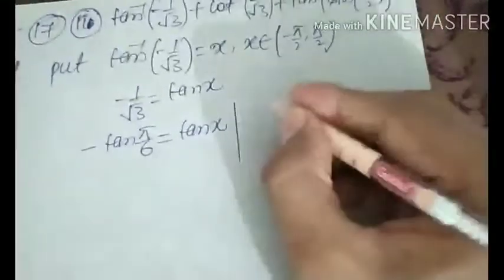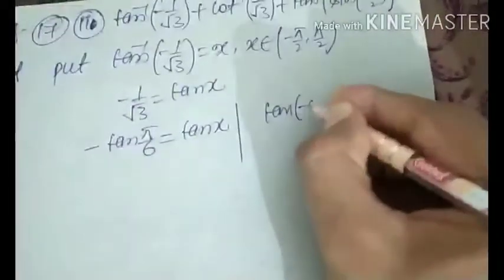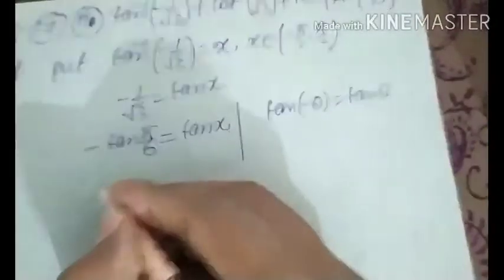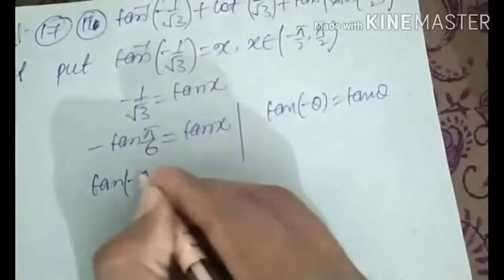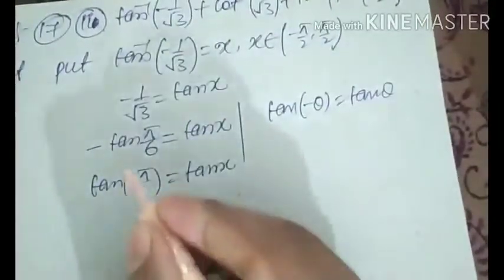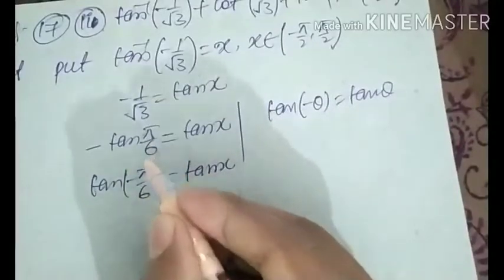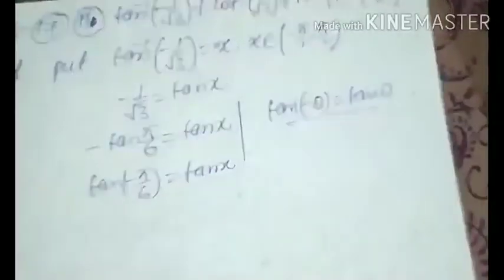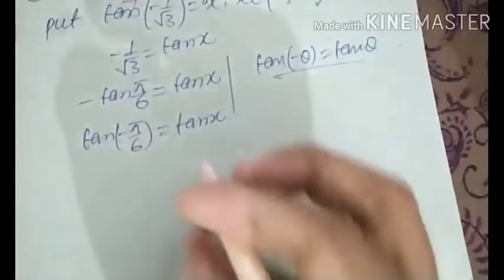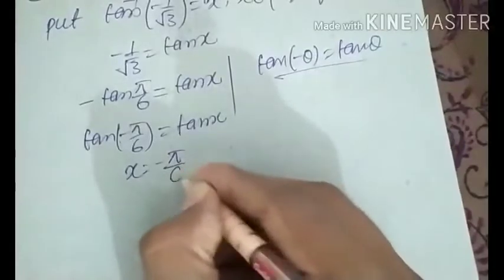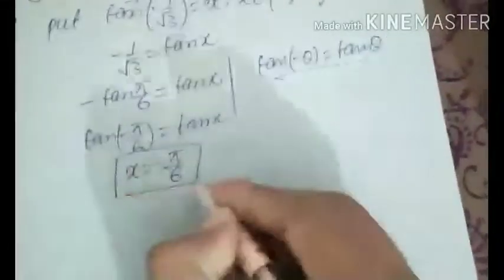Since we know that tan of minus theta is equal to minus tan theta, we can write tan of minus pi by 6 is equal to tan of x. Minus tan pi by 6 can be written in the form of tan of minus pi by 6 because of this formula. Comparing both sides, we get x is equal to minus pi by 6. This is the value of x.